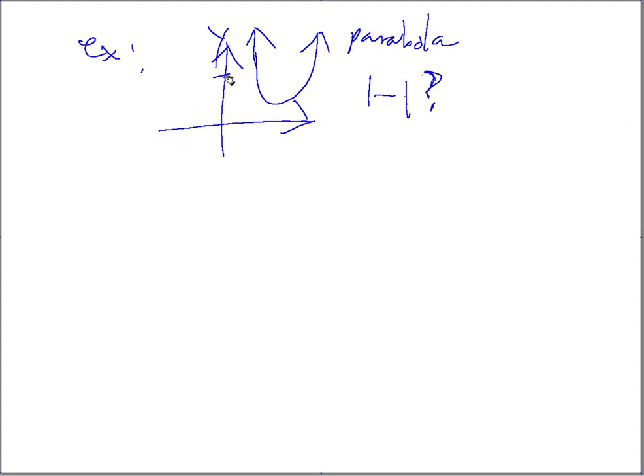Well, again, if you draw a horizontal line there, obviously you cut through the graph more than once. So the answer is no. Not a one-to-one function. So parabolas, quadratic functions, are not one-to-one. Can we see that? Let's take a look at this graph here.